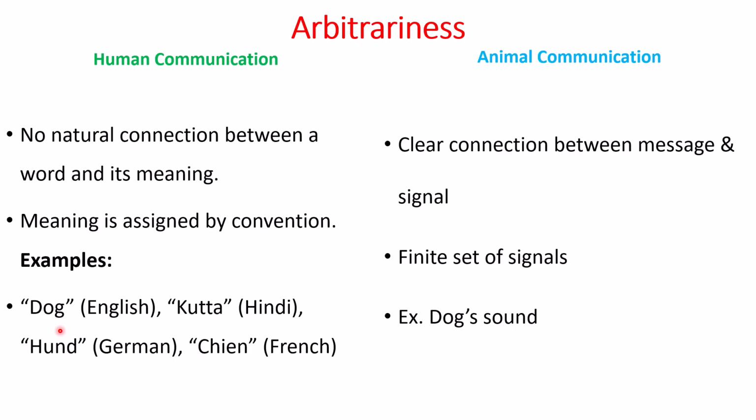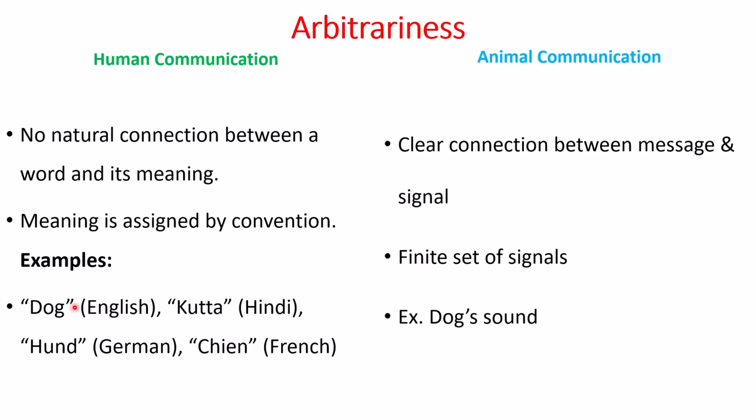Dog. It's in English. An animal is called dog in English. The same animal in Hindi is called kutta. In German, it's called Hund. In French, it's called Chien. So the same animal is called differently in different languages. This is the arbitrary nature of language.